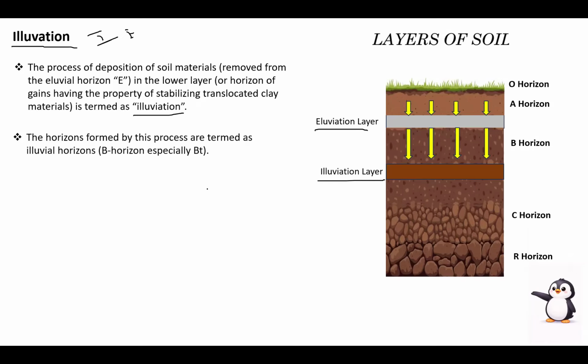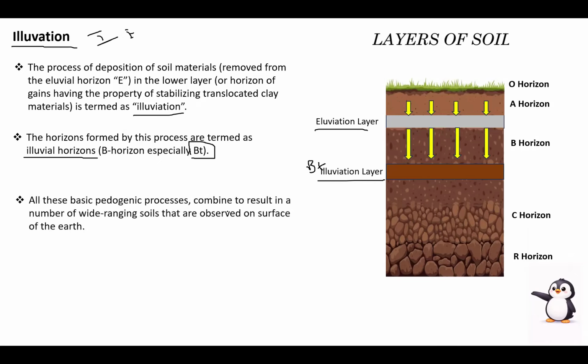The horizon formed by the process is termed the illuvial horizon, and in pedology we represent it as Bt. Bt is nothing but the clay zone, where the clay was accumulated. All the basic pedogenic processes combined result in the wide range of soils that are observed on the surface of the earth. Whatever the pedogenic processes are, all combined will finally give a very wide range of different types of soils we can observe on the earth's surface.